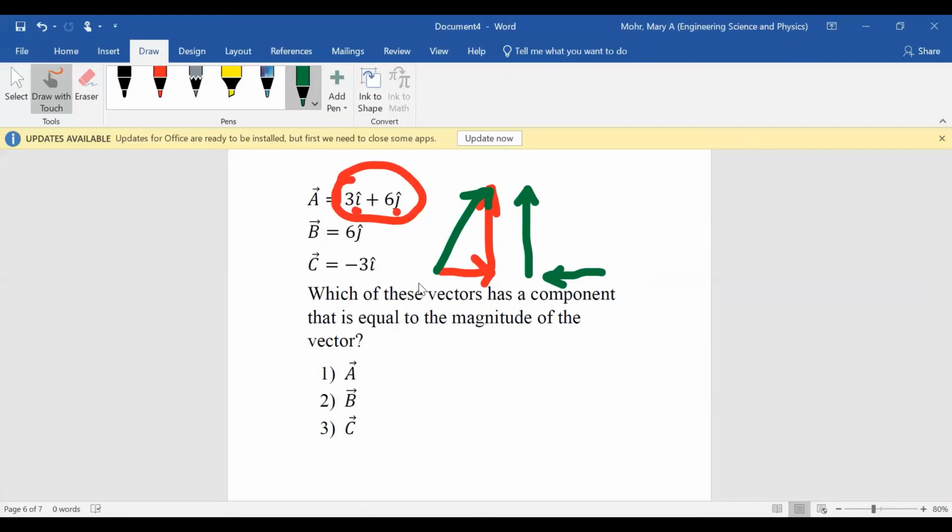Well, using the Pythagorean theorem, here you get the magnitude by doing 3 squared plus 6 squared and then taking the square root. That would not be equal to 3, it would not be equal to 6, so it can't be A. For B, you do 0 squared for the x component plus 6 squared for the y component, take the square root, that gives you 6. So it is B. It's not C, because for C you would do negative 3 squared plus 0 squared and take the square root, which would give you 3. So the magnitude of vector C is 3, but the x component is negative 3.